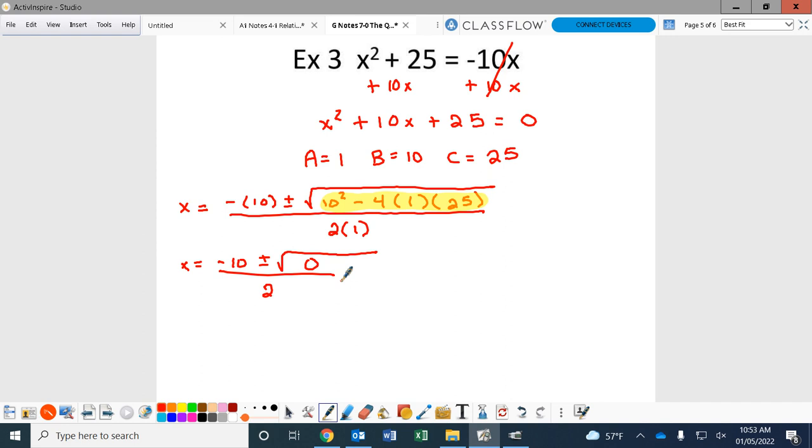So how many answers am I gonna get here? One answer. That's it. It's just gonna be negative 10 divided by 2. You don't need the plus square root of 0. It's just 0. Minus square root of 0, it's not going to change anything. So it's just one case, which negative 10 divided by 2 is going to be negative 5. So you just put your brace up here, you put the negative 5 inside of it, and that is your only answer. That's it.